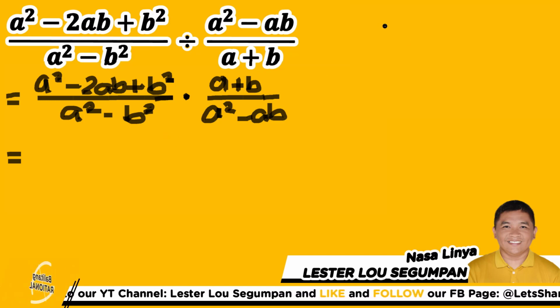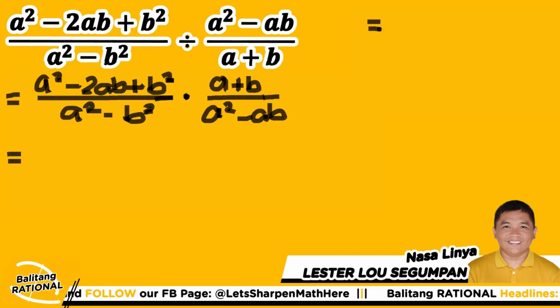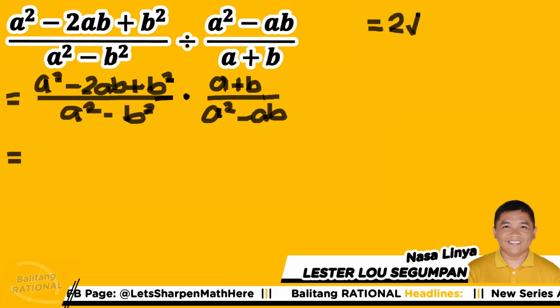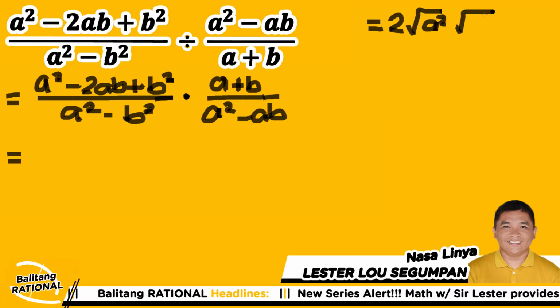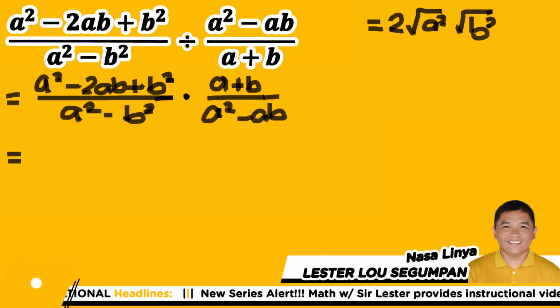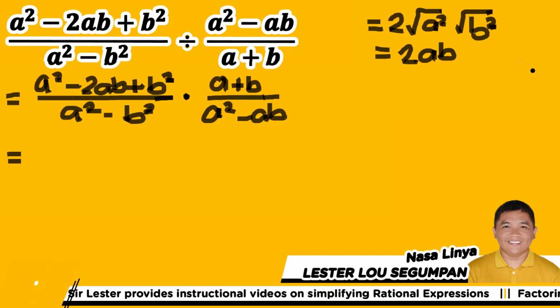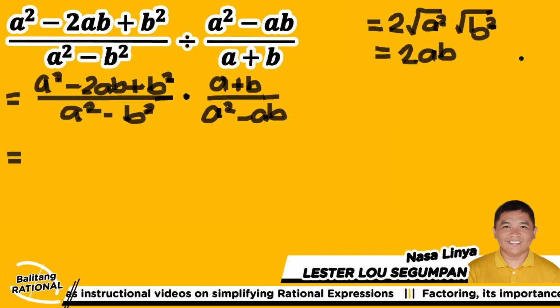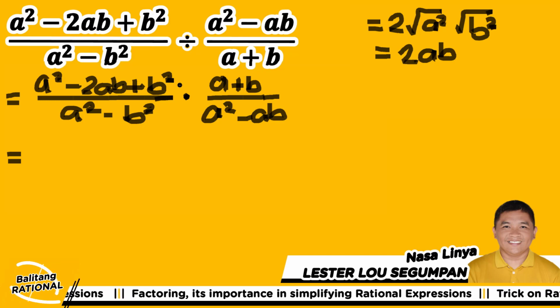For a trinomial to be considered as a perfect square trinomial, the middle term, ito po nasa gitna, should be equal to twice the square root of the first term, which is a squared, and times the square root of the third term, which is b squared. You will have here the result of 2, square root of a squared is a, square root of b squared is b. So we have 2ab, but it's not negative 2ab here. So why can we say na ito pa rin ay isang perfect square trinomial?